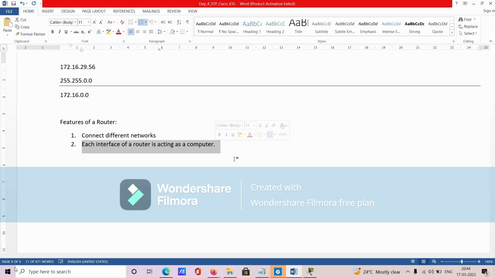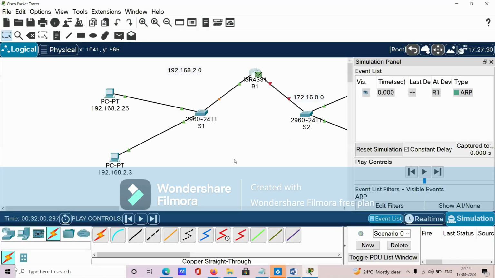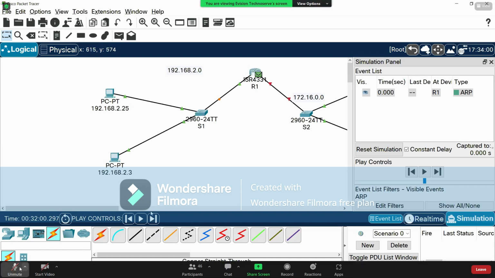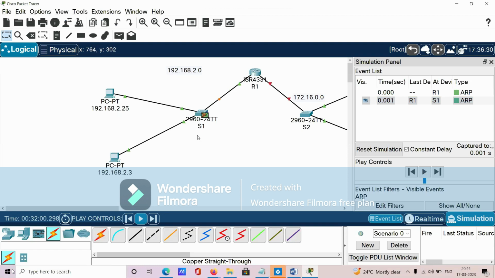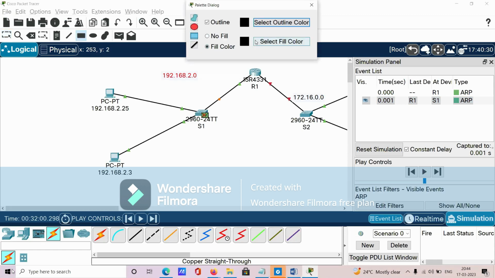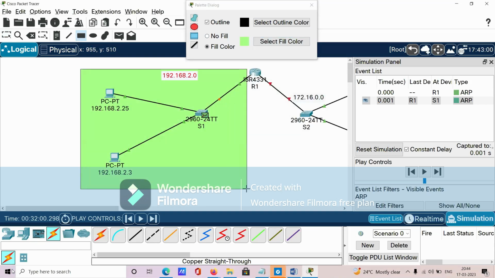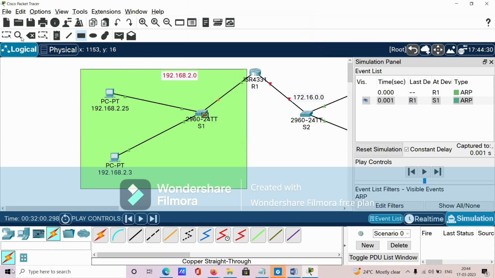Now, what is the advantage of this? If this router is behaving like a computer, what is the advantage? So look here, this is the advantage. The moment it generates the ARP message, what is going to happen now? What is R1 going to do? R1 is going to send this ARP message within the network of 2.0. So where is the 2.0 network? On the left hand side of the router, which I have highlighted with green color.